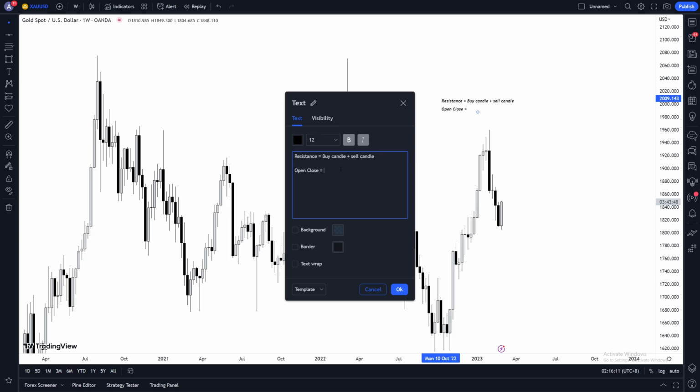So resistance and support. Let me write this again. Bear with me, guys, it's late. Traditional SNR, two candles. Am I right? Two candles, buy, sell. So we'll put it like this. Buy plus sell. Open close is a little bit different. Still two candles, that's the similarity, but where's the difference? Buy and buy.